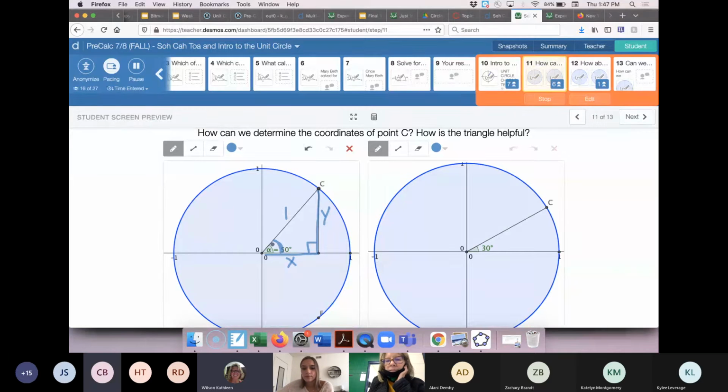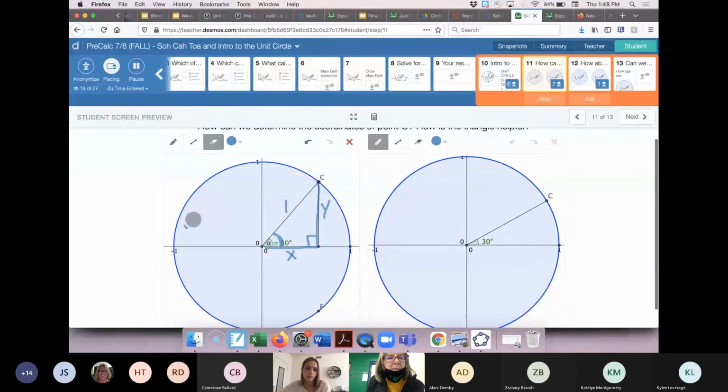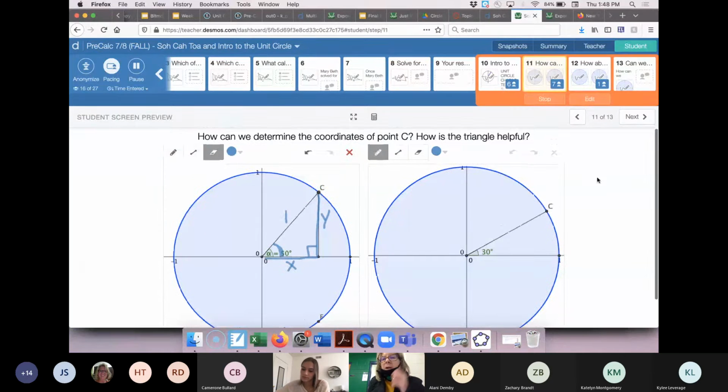You can do sine of C. Say that again, I'm sorry. You can do sine of C. Sine, okay, so we can use sine. What would sine help us find? X. Okay, sine of angle C, I see what you're saying. Hold on.